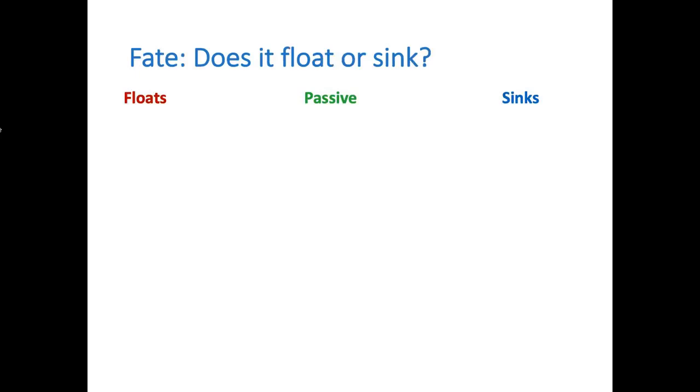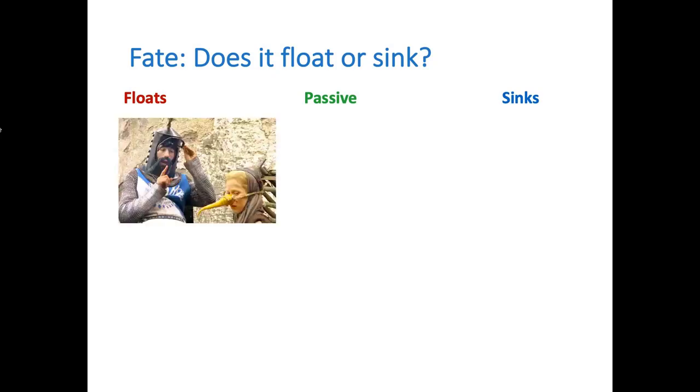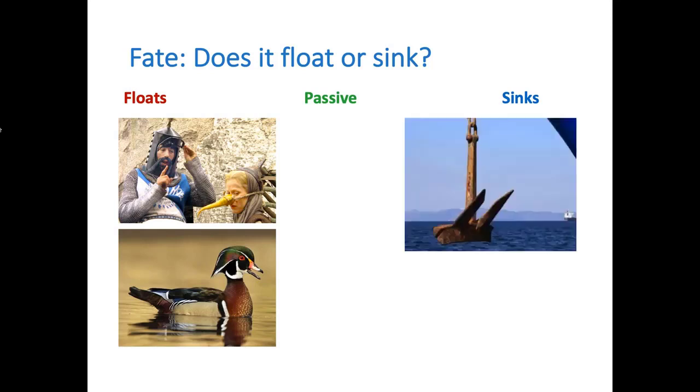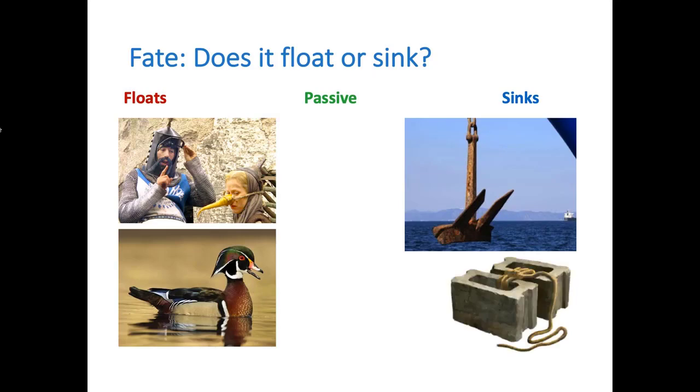So fate depends a lot on whether something floats or sinks. If you've ever seen the Monty Python, well, if you're a witch, if you float, it determines your fate or not. And other things that float, like wood or duck or a wood duck. And then there's other things that sink. For example, ship anchors, which end up in the sediment bed very quickly. Or perhaps mobsters and CIA informants.